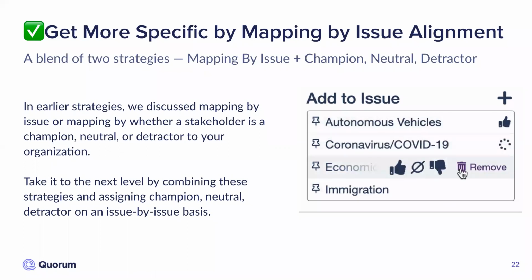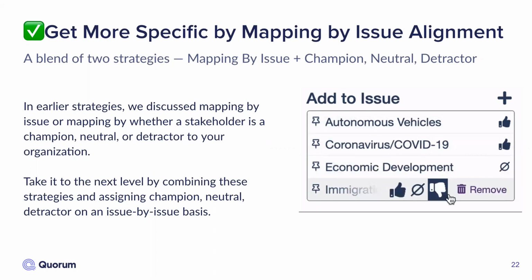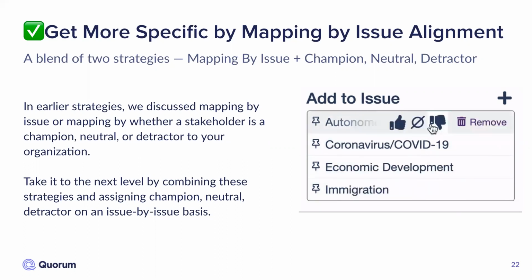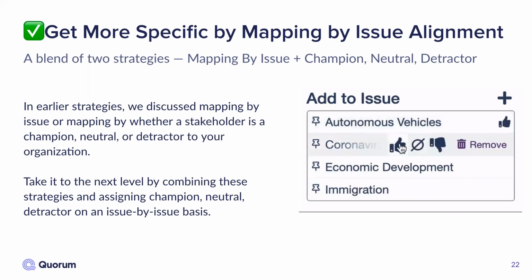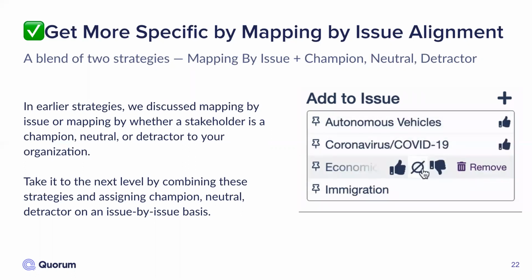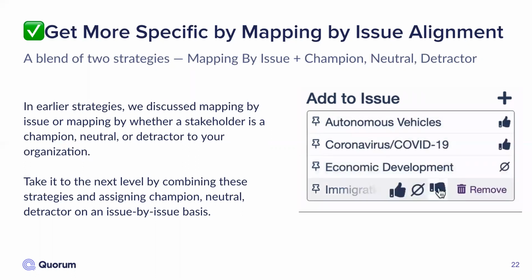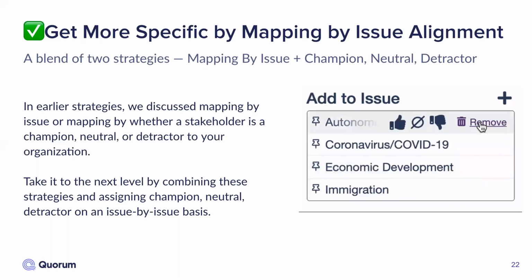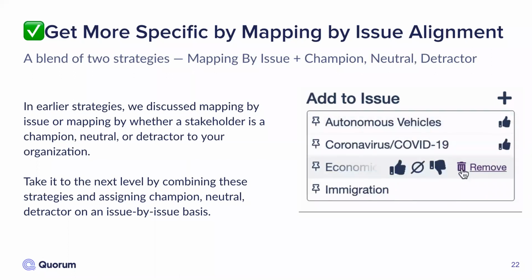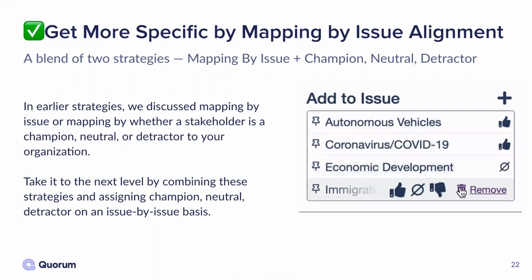So this is where you can see on the right here, we have the ability to mark someone as a champion on 2 different issues, and then neutral on a 3rd issue, and maybe against you on a final issue. And depending on what the priority is internally of those issues, that can give you a better sense of where the work needs to be put in for the team.